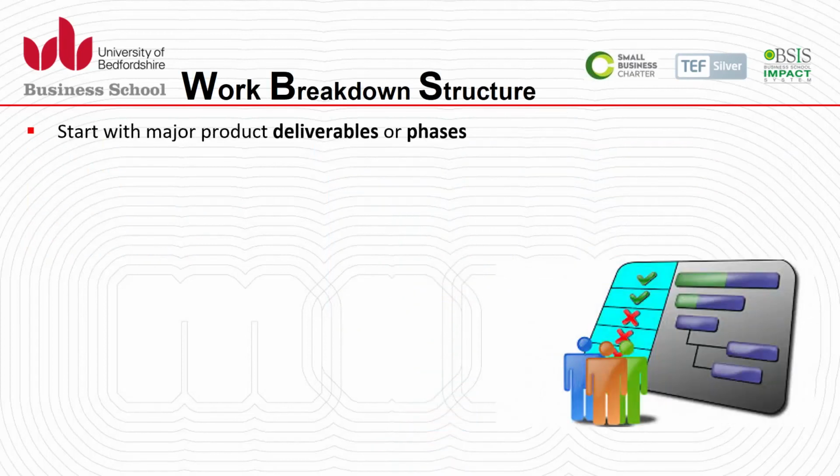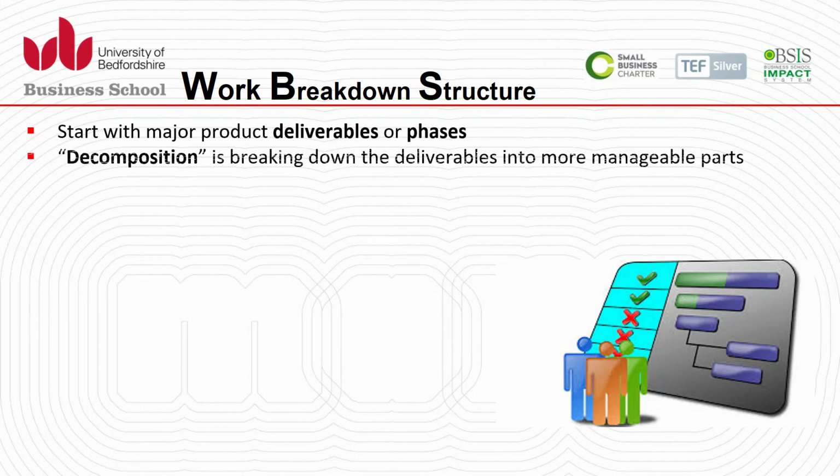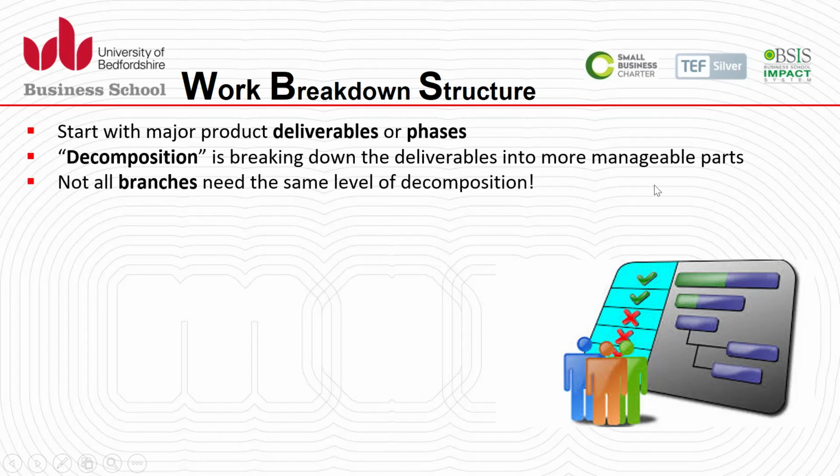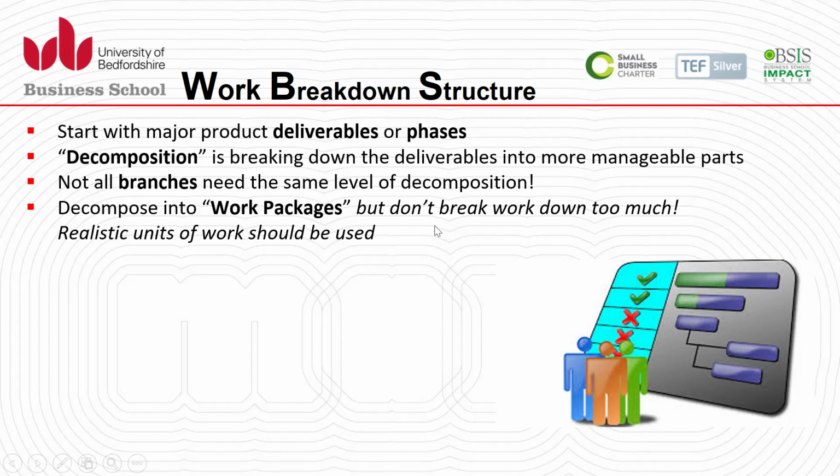However, the work breakdown structure, or WBS, basically starts with major product deliverables or phases. We decompose each one, as was shown in the previous slide, for example constructing a warehouse. So decomposition is breaking down the deliverables or key milestones into more manageable parts. Not all branches need the same level of decomposition. It depends on the case. Again, decompose into work packages, but don't break work down too much. A realistic unit of work should be used.